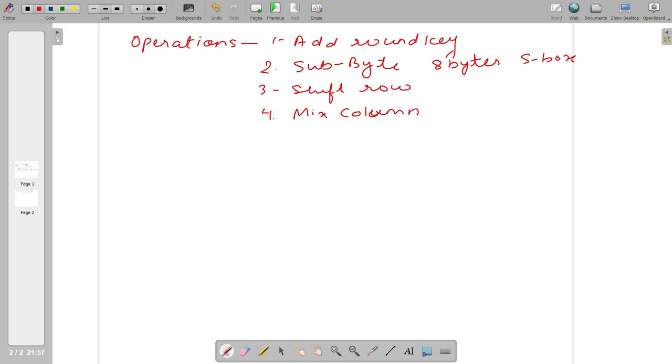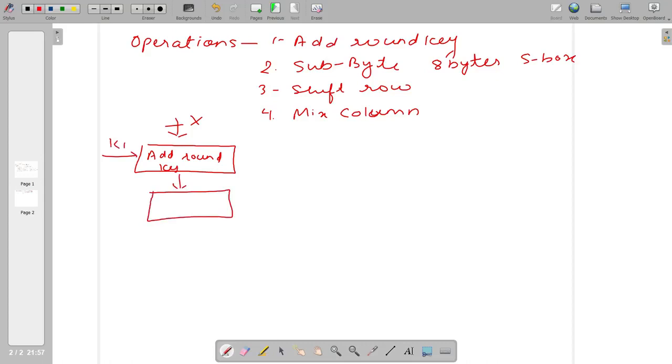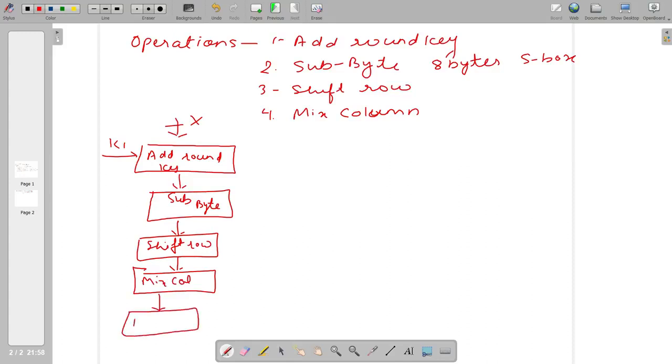Initially, let's say we put in a 128-bit input, and the first step is we add a round key. We generate round keys also, and let's say this is K1. After this, sub byte, then shift row, then mix column, and after that we add a round key. So in the first round, this round key is known as K2.